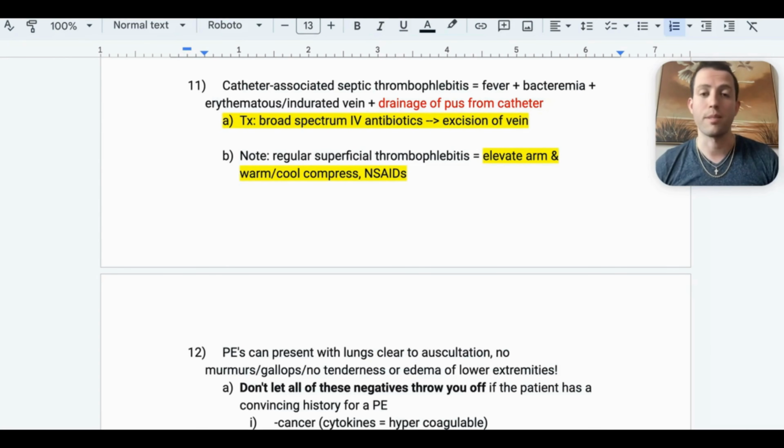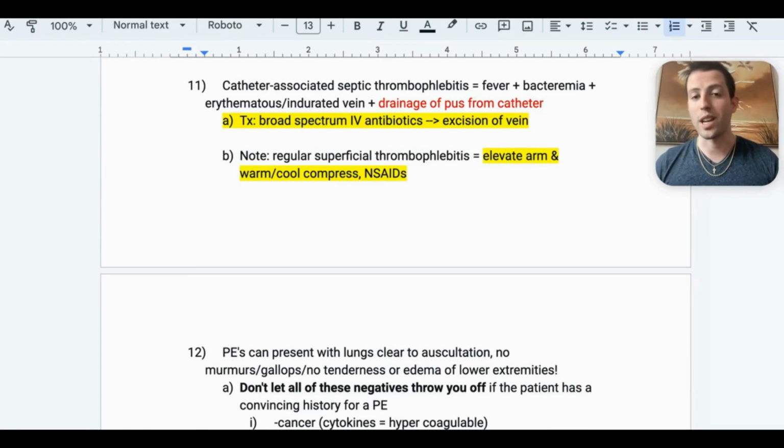the nidus of infection. If there's pus literally draining from a central line or some sort of catheter, that's pretty bad. That's like a huge, huge deal in the hospital because central line infections can be devastating because it goes directly into your central venous system. So remember, if you just see regular old superficial thrombophlebitis, you would never do all that stuff. This is if you just have septic thrombophlebitis with like pus draining out of it.